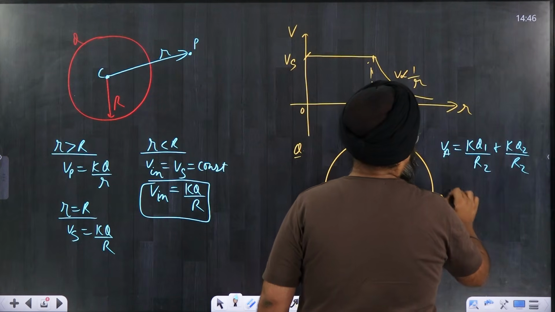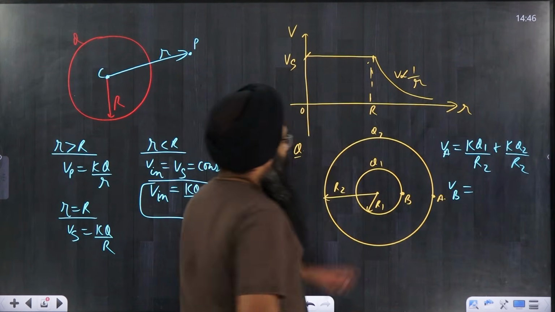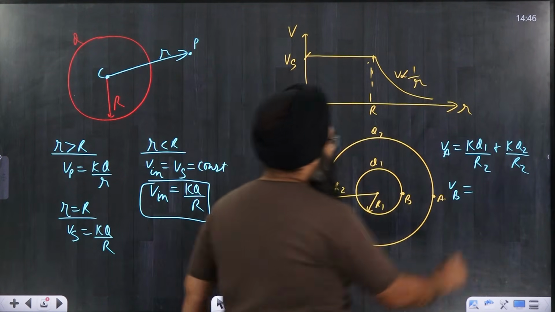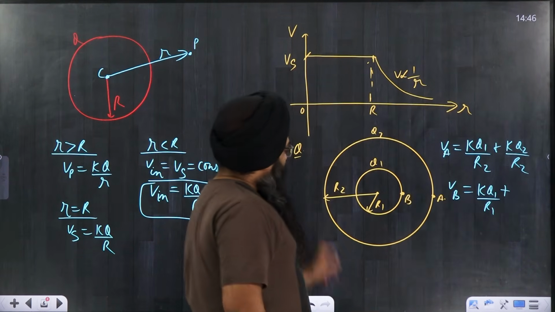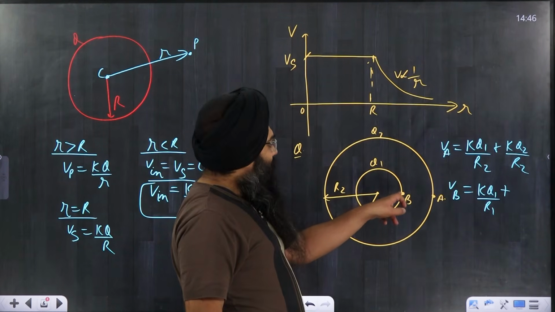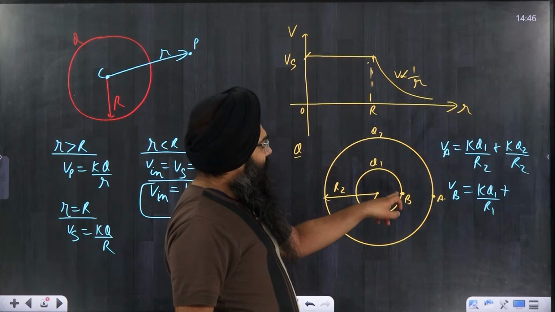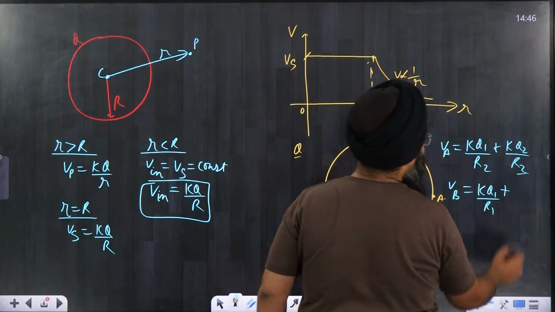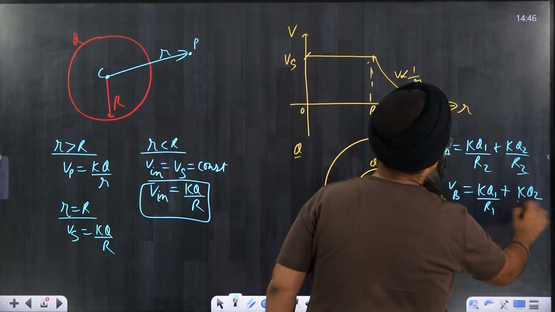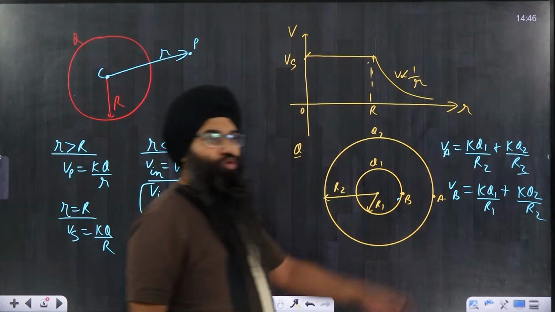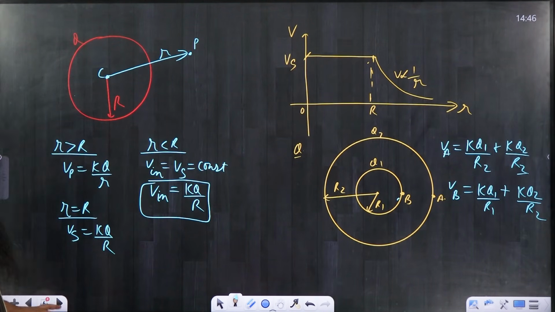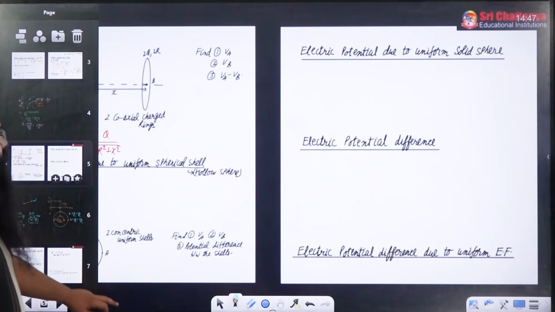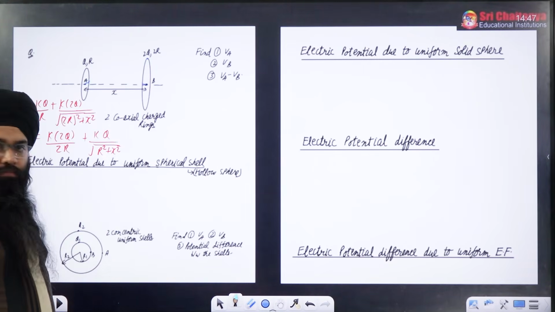How to write the potential at point B? For Q1, it will be the surface point, so KQ1 divided by R1. And for Q2, it will be the inside point, and whatever the potential on the surface is, that is the potential on the inside. The potential on the surface was this only, so this will also be equal to KQ2 divided by R2. Then if they ask you to find the potential difference, you can do VA minus VB and get the answer. So I hope this particular point is clear to you.